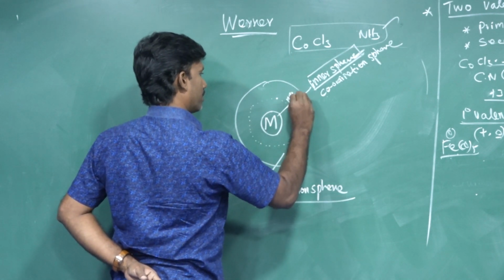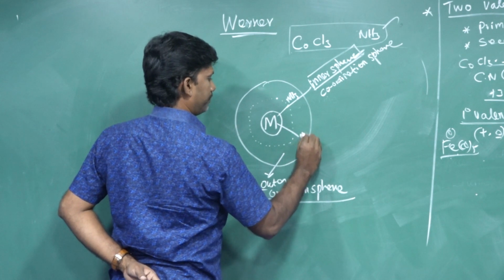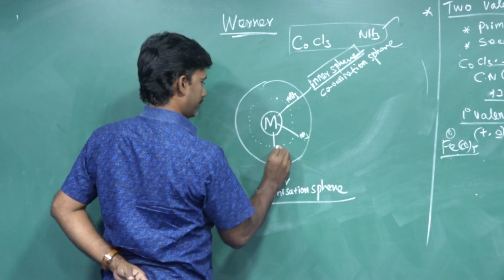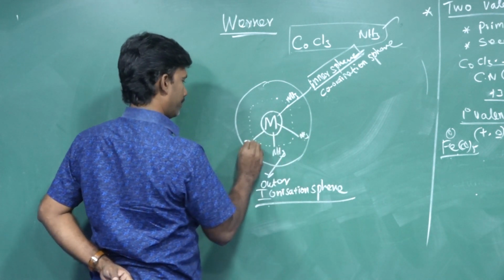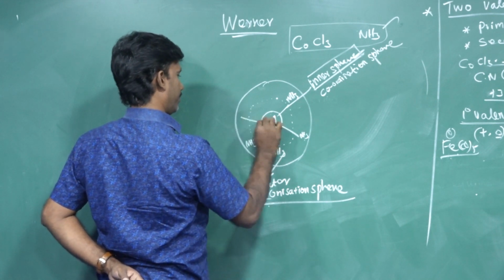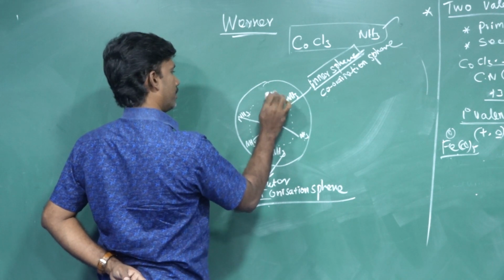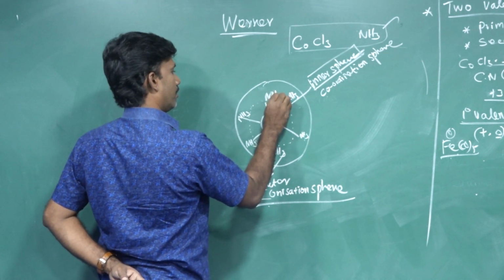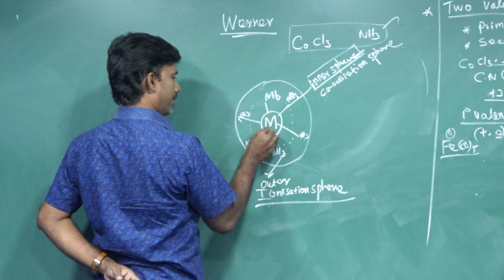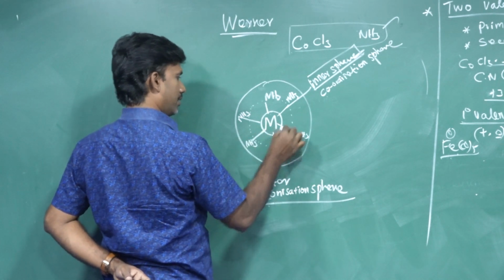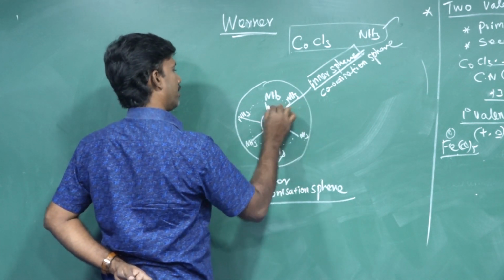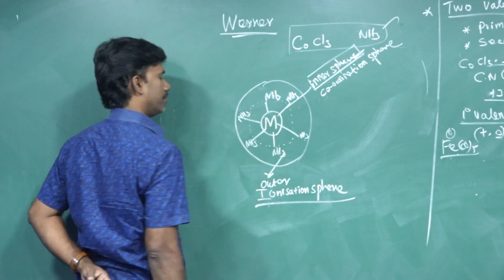6 ammonia molecules are there. 1, 2, 3, 4, 5, all those 6. All those 6 are given as solid lines because of the strong bond between the metal atom and the ligand, the neutral molecule.